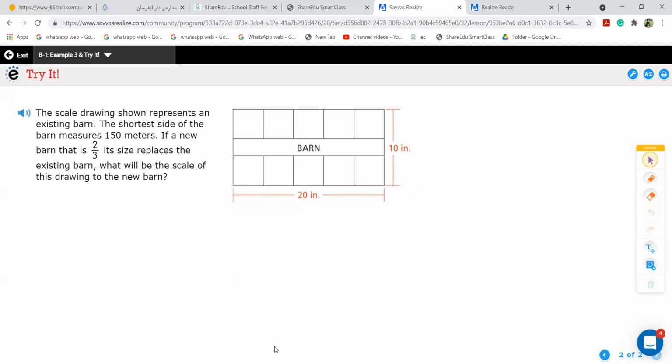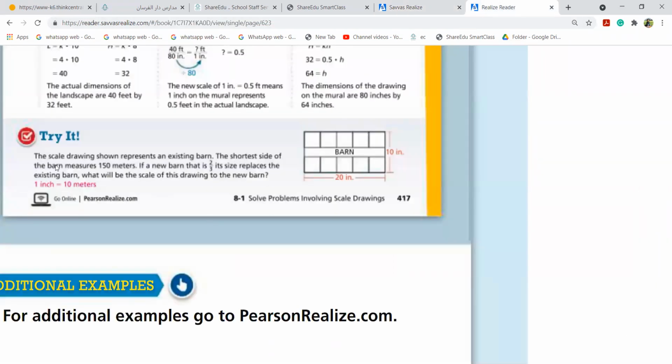Here. The scale drawing shown represents an existing barn. The shortest side of the barn measures 150 meters. If a new barn that is 2/3 its size replaces the existing barn, what will be the scale of the drawing to the new barn? Very clearly, girls, the scale of the drawing represents an existing barn. This is an existing barn, okay? The shortest side of the barn measures 150 meters. Which is the shortest side?